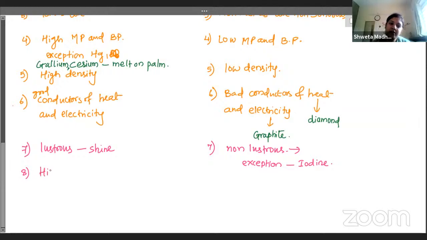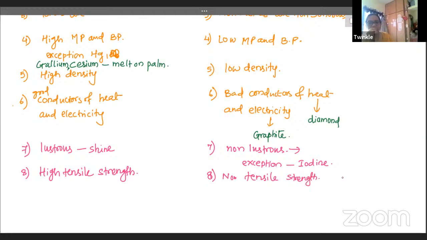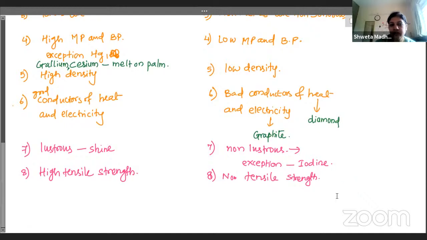Then high tensile strength for metals, and no tensile strength for non-metals. There is an allotrope of carbon that has the highest tensile strength, right? It's used in cables. Carbon cables are there, that is a different one.